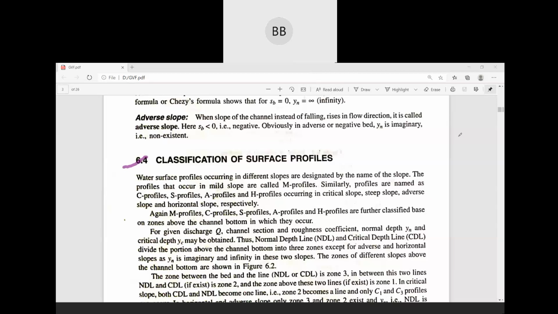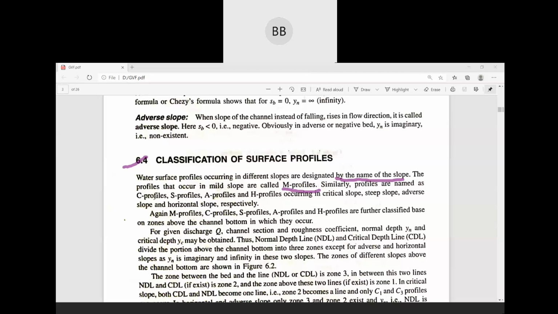So you can see here that water surface profiles occurring in different slopes are designated by the name of the slopes. The profile that occurs in the mild slope is called M profile. So if it is in a mild slope, that profile is called M profile. So M for mild.